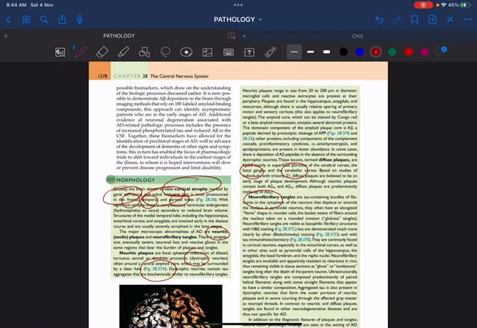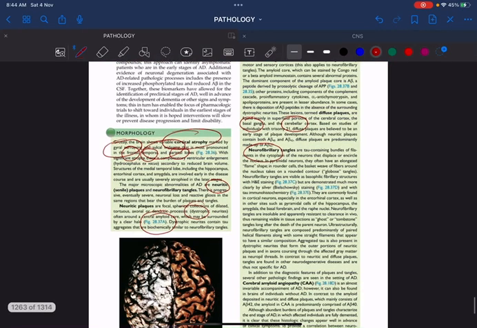Coming to neurofibrillary tangles, they are tau protein containing. Don't confuse: neuritic plaques are amyloid containing, and neurofibrillary tangles are tau protein containing. They have a flame shape or a basket weave of fibers. On hematoxylin eosin staining, we can see they are basophilic structures.